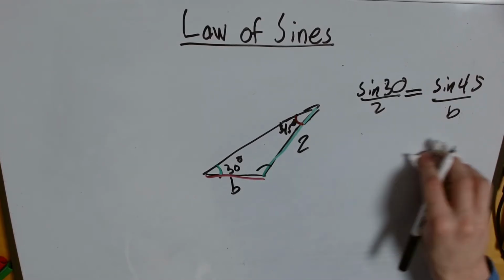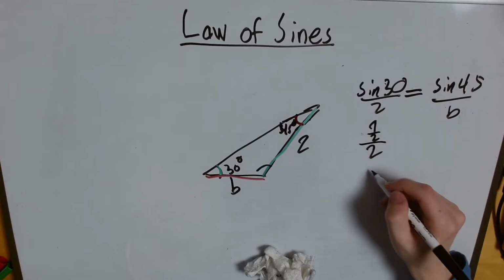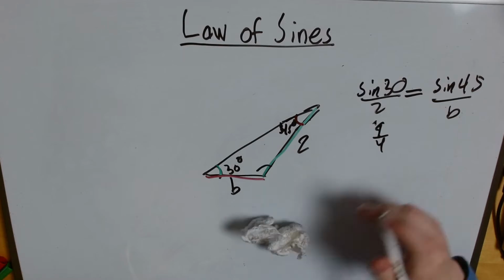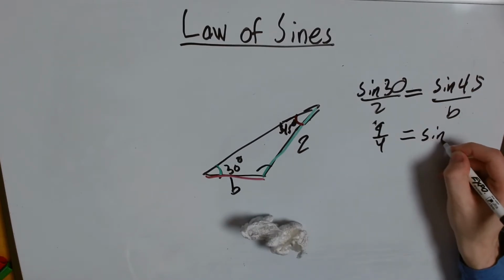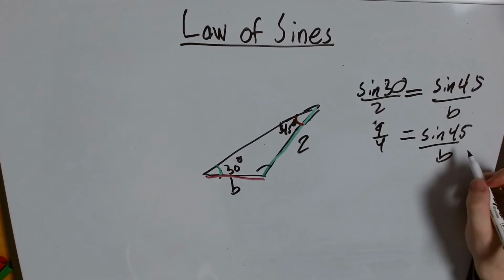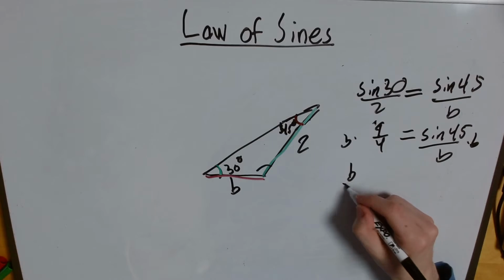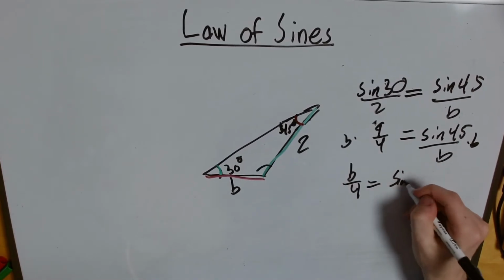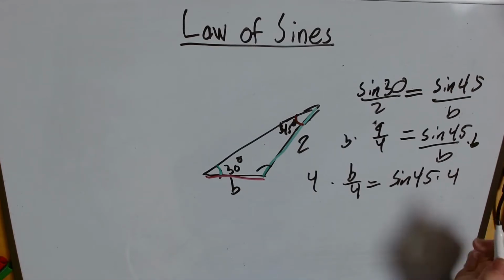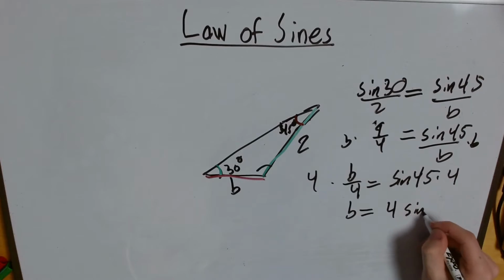Right? So we have 1/2 over 2, which is just 1/4, is equal to the sine of 45 over b. We want to find b, so I'm going to multiply both sides by b. And I have b over 4 is equal to sine of 45. I'm going to actually multiply by 4 as well, so I can get b all by itself. So b equals 4 times the sine of 45.